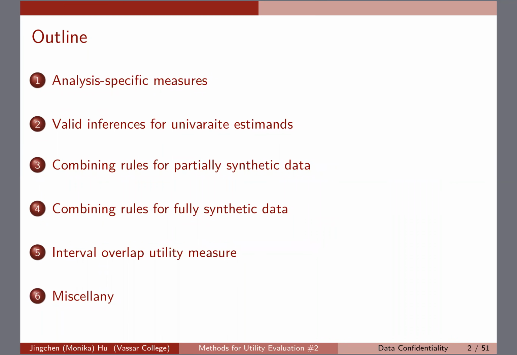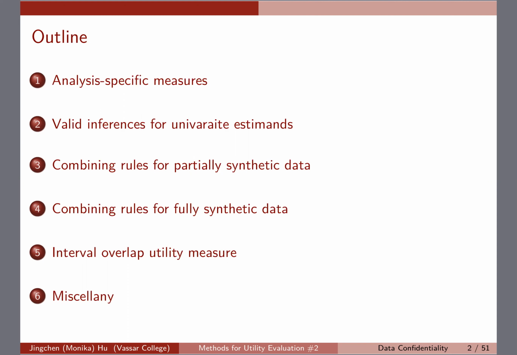For this one, I prepared some examples of analysis-specific measures. So now you know that the previous section is about the global utility, right? We're trying to compare distributions, trying to use methods to discriminate between and to see if they can distinguish between the two data sets and all that. So that's at the global sense, okay?